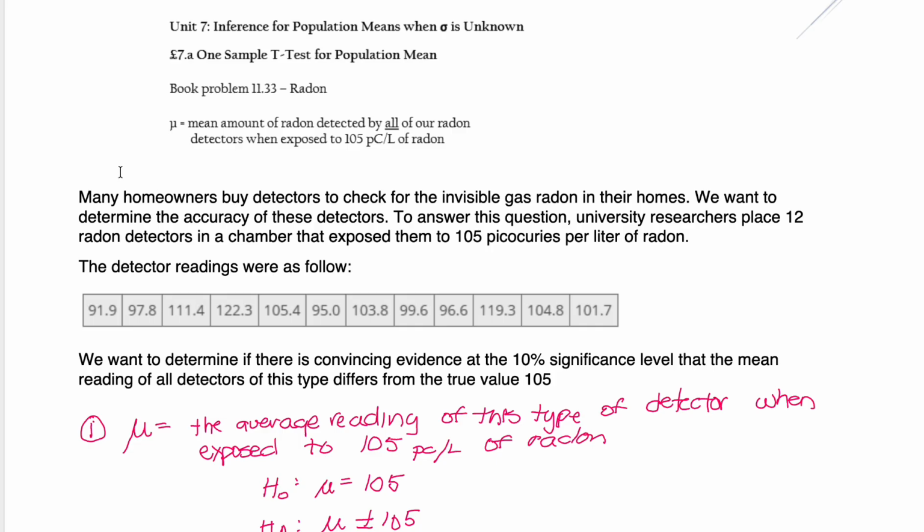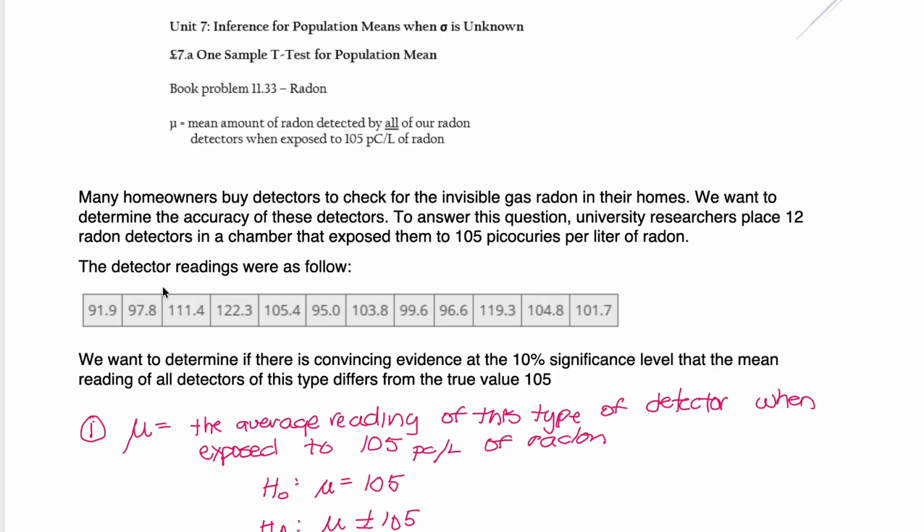And what is the question really saying? Many homeowners buy detectors to check for the invisible gas radon in their homes. We want to determine the accuracy of those detectors. To answer this question, university researchers placed 12 radon detectors in a chamber that exposed them to 105 pCi per liter of radon. That's just a unit, it doesn't matter that much. And it gives us the detector readings for those values.